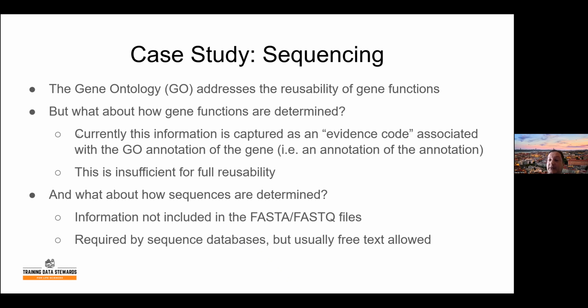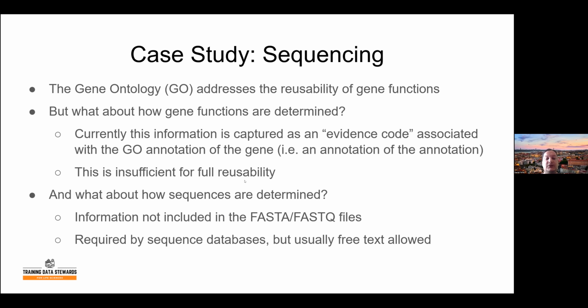gene functions, currently the gene ontology annotations include an evidence code, a 3-letter code that only describes in general terms the provenance of the annotation. So whether it was inferred electronically, whether it comes from a direct assay, etc. So this is in essence an annotation of the GO annotation that provides some insight into how the annotation was determined.